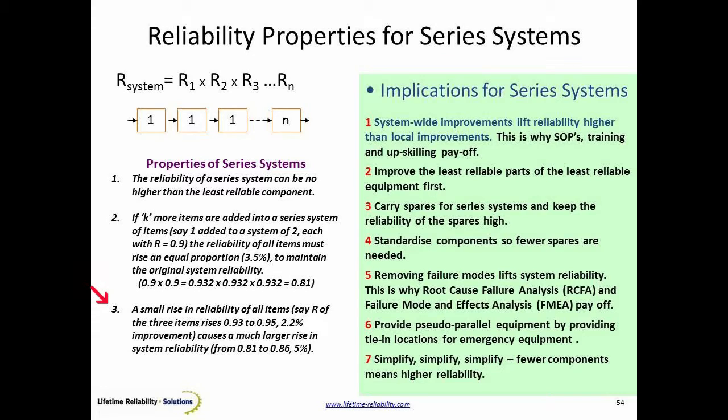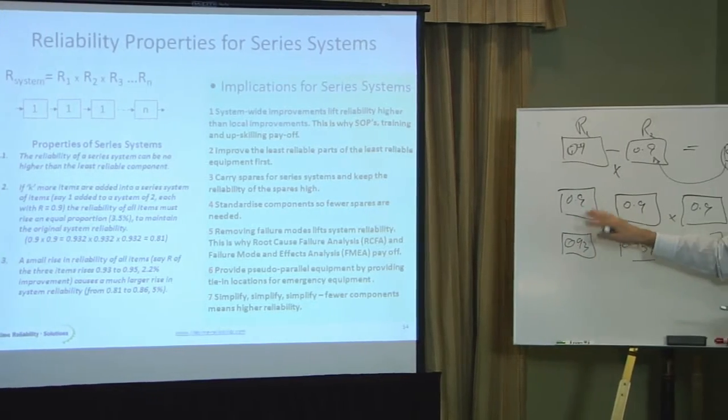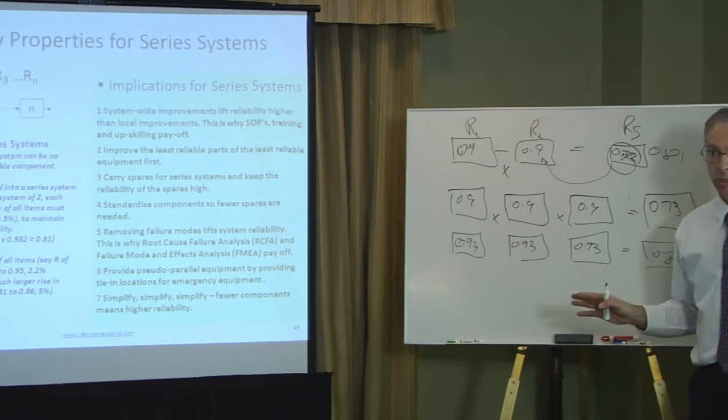The third one is the one that's really, really interesting. What it says here, a small rise in reliability of all items, say we're at 3 items at 0.93 and we go up to 0.95, we can lift each up to 0.95. This causes a much larger rise in system reliability. Now bear in mind I have no idea what causes this reliability to rise. Whatever it is that improves it is good to do.